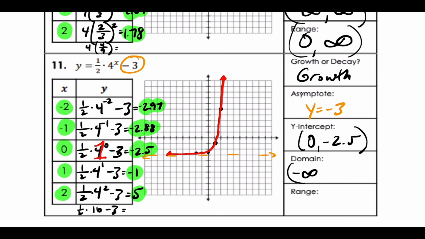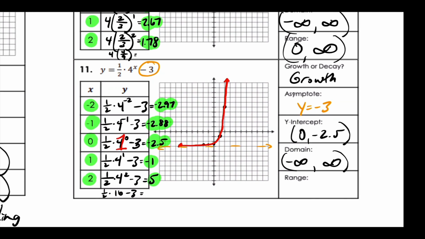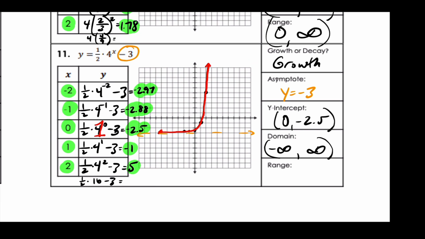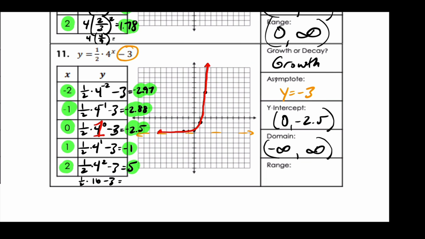The domain is the same. The range goes from floor to ceiling. Well, we know the floor is at negative 3. And this one, the red arrow is going to go through any ceiling that I put. So it has no ceiling. Infinity means it has no ceiling.